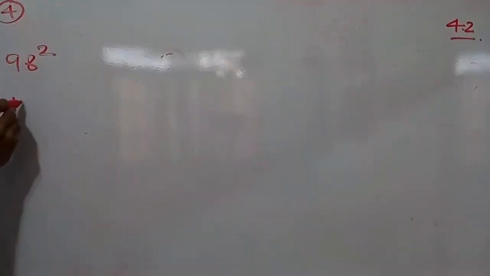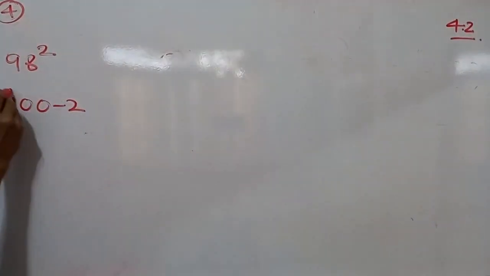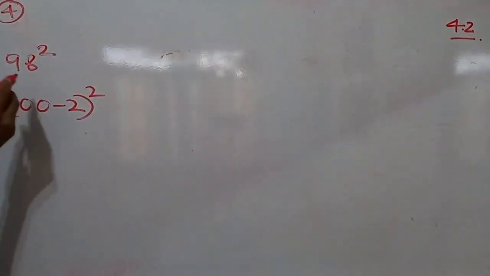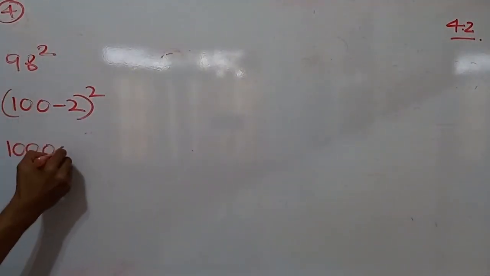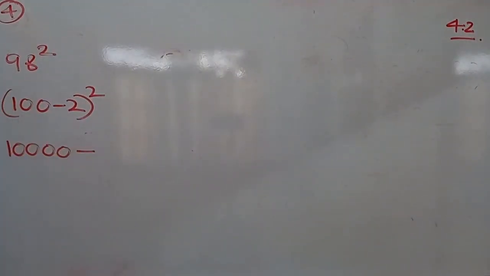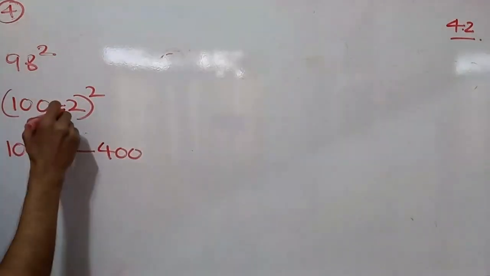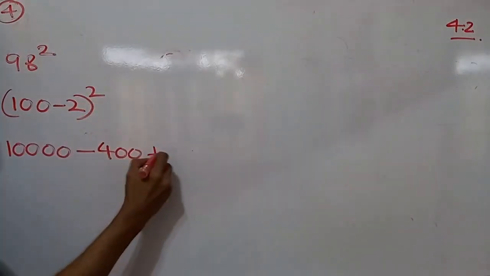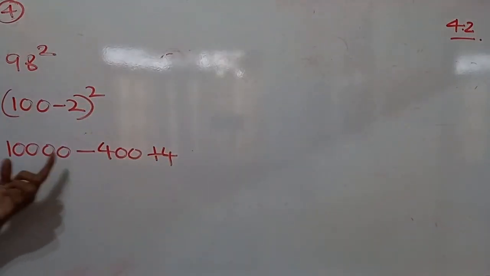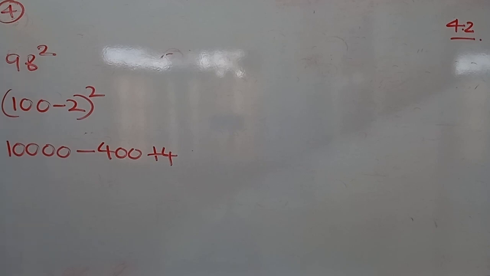So we can rewrite this as (100 - 2) whole thing square. 100 squared is what? 10,000 minus 100 into 2, that is 200. 200 into twice, that is 400. Negative 2 square, that is what? Positive 4. 10,000 minus 400, that is what? 9,600. 9,600 plus 4, that is what?